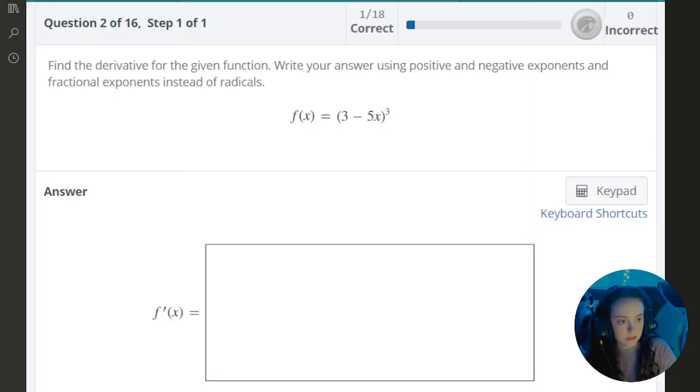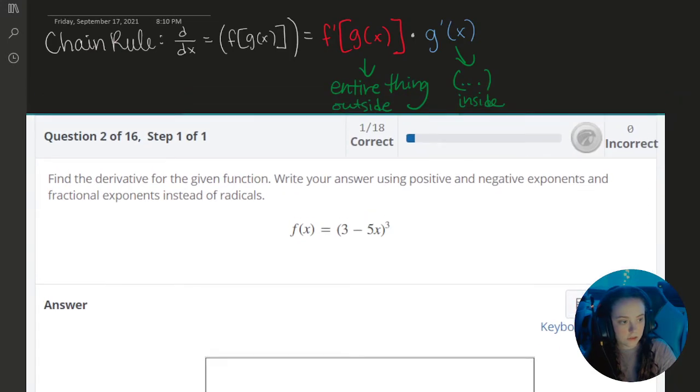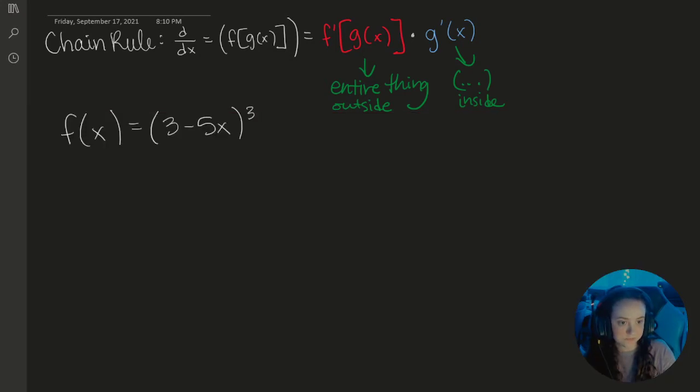All right. So, this next one says to find the derivative for the given function. Write your answer using positive and negative exponents. Same thing as last time. We just have an even smaller problem. So this is way easier than the last one. Much less work involved. So we write our problem. f of x equals (3 minus 5x) all to the third power. Okay? We're going to work it from there.